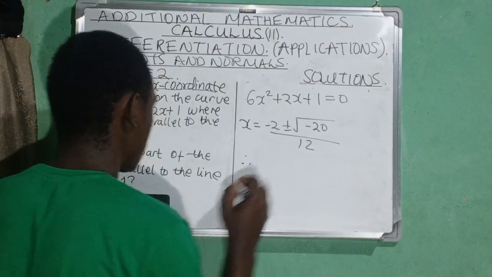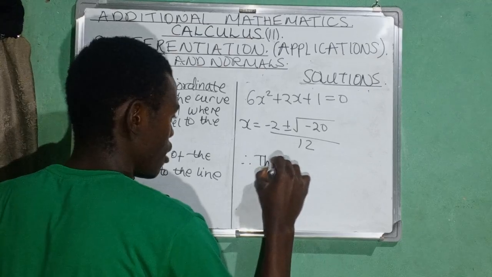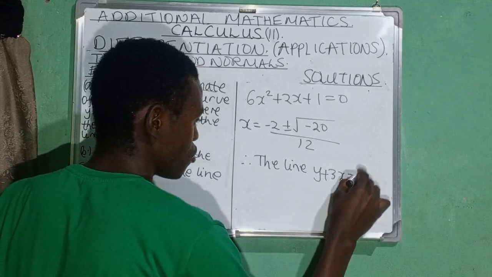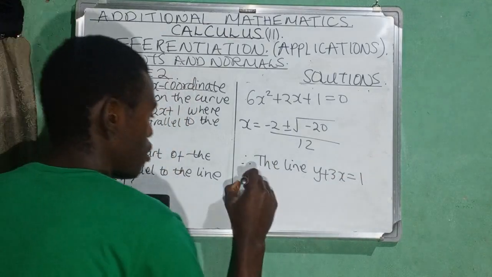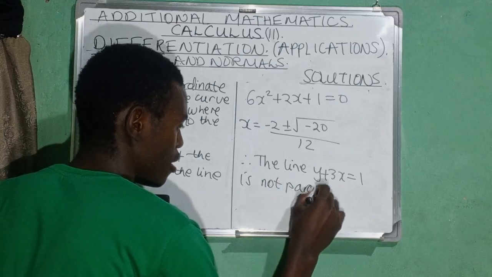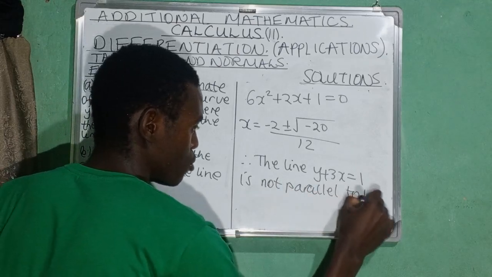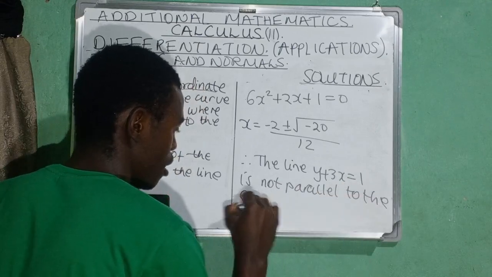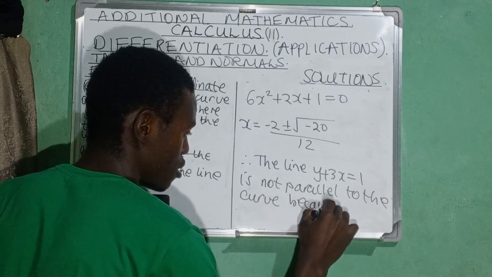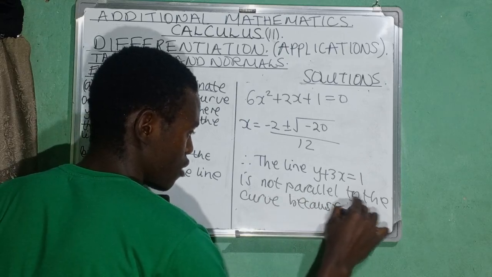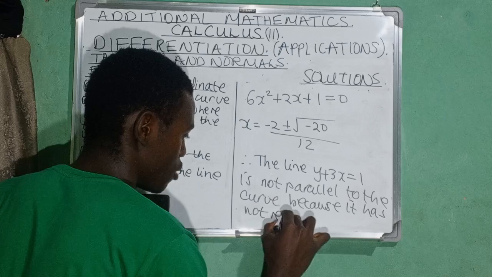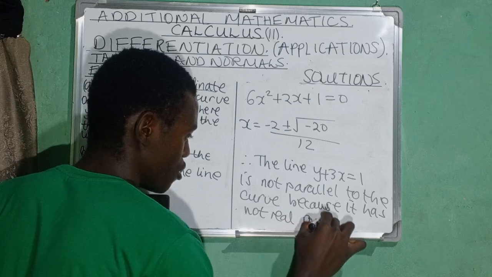Therefore, the line y plus 3x is equal to 1 is not parallel to the curve because it has no real roots.